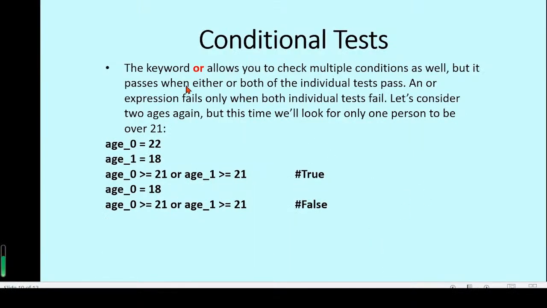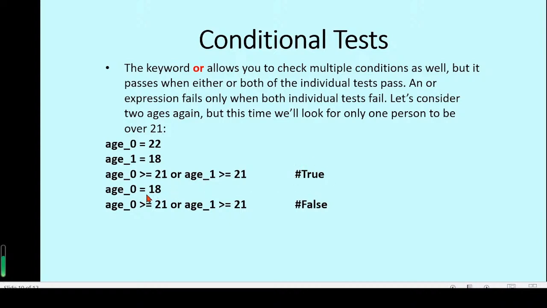And you can also use the keyword OR, which allows you to check multiple conditions as well, but it passes when either or both of the individual tests pass. So an OR expression fails only when both individual tests fail. So let's consider two ages again, but this time we will look for only one person to be over 21. So these two persons, 22 and 18 years old, then we test if one of the persons is older than 21, the result will be true.